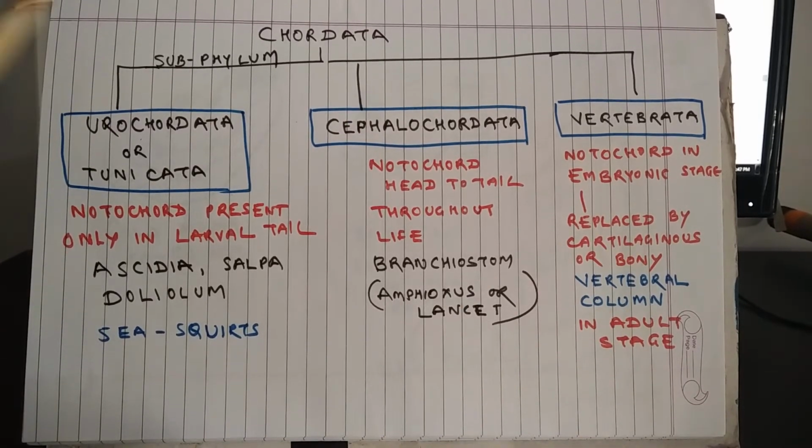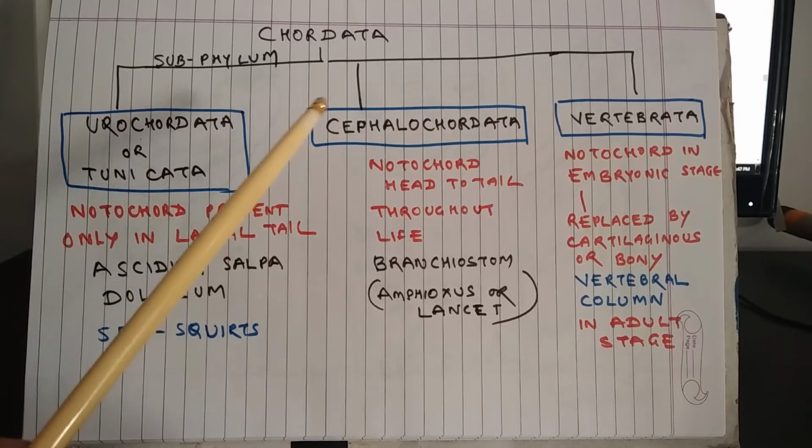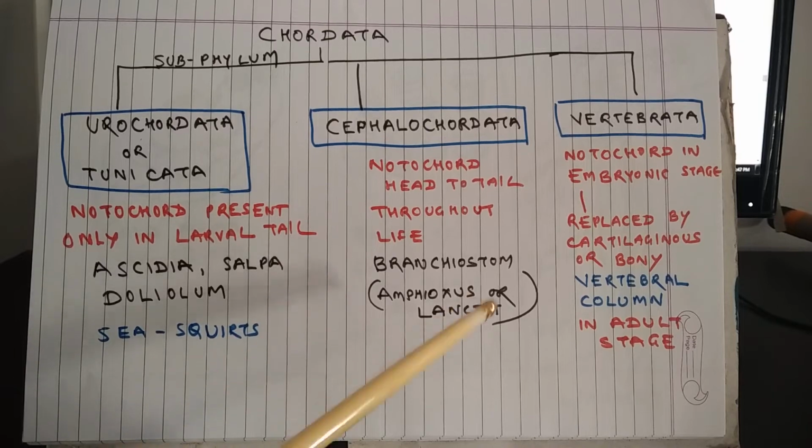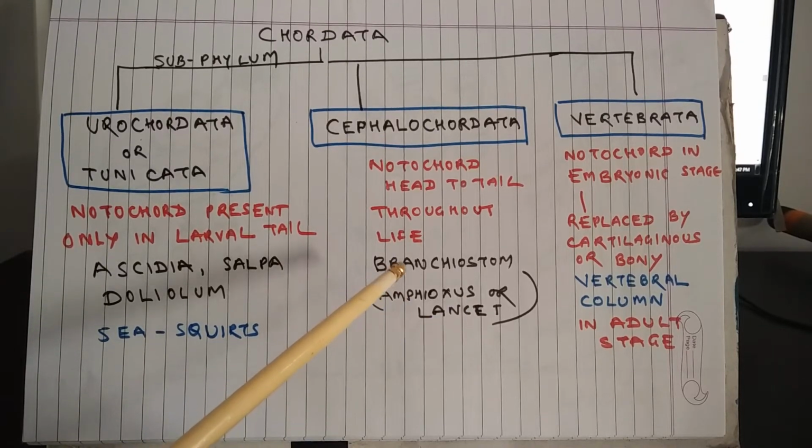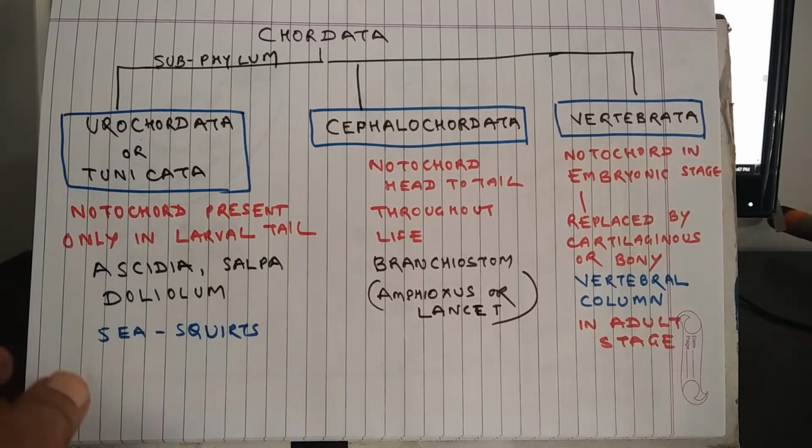Examples of Urochordata are Ascidia, Salpa, Doliolum, and all of them are commonly known as sea squirts. Example of Cephalochordata is Branchiostoma or Amphioxus or lancet or lancelet.